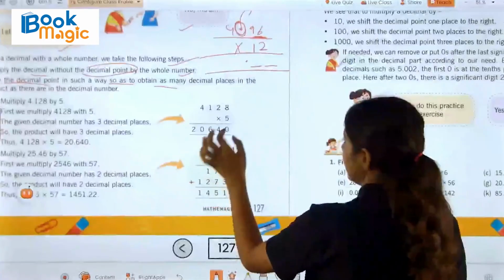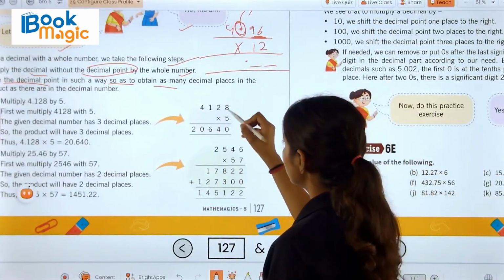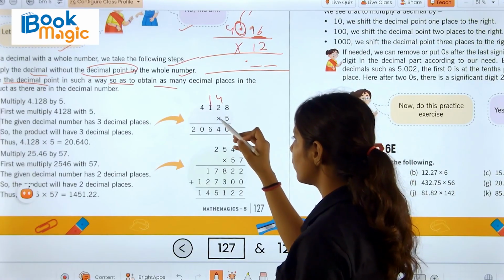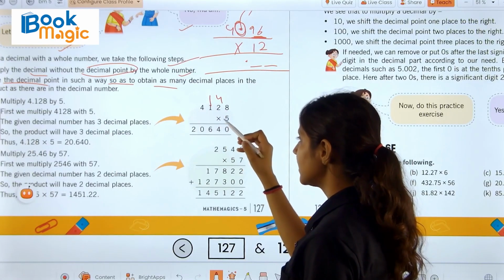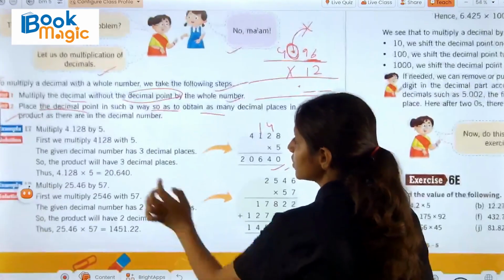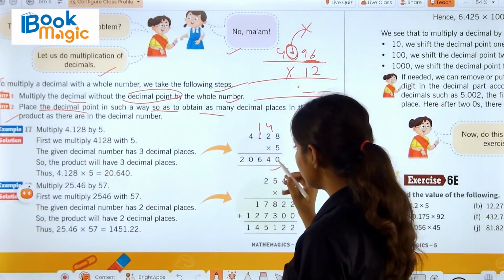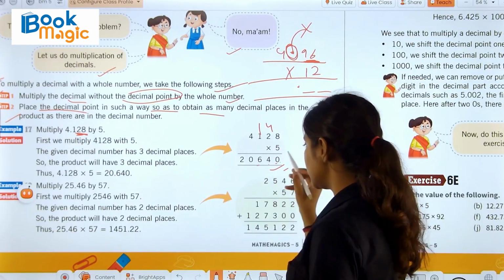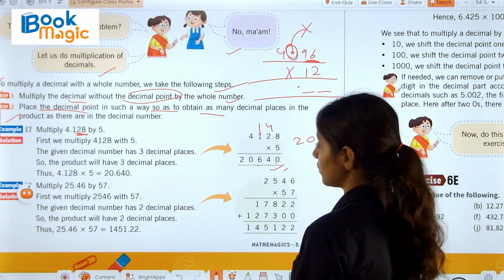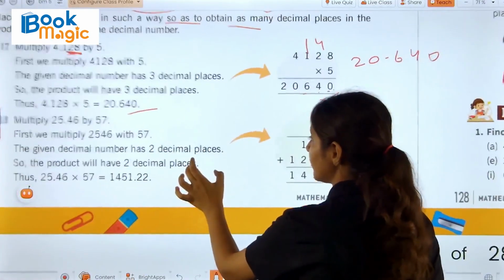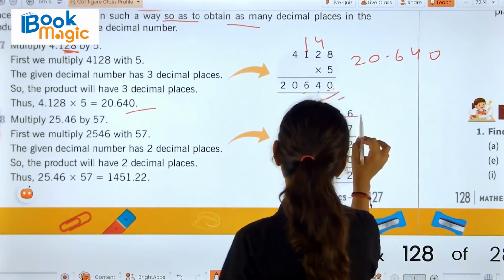See, we have example number 17, multiply 4.128 by 5. See, 8 5s are 40, so it's 4 and 0. 5 2s are 10, 11, 12, 13, 14, so 1 and 4. 5 1s are 5 plus 1 is 6, 5 4s are 20. So this is the answer. Now because it was 4.128, we have to insert decimal after 3 digits, 1 2 3, so it will be 20.640. See the answer.